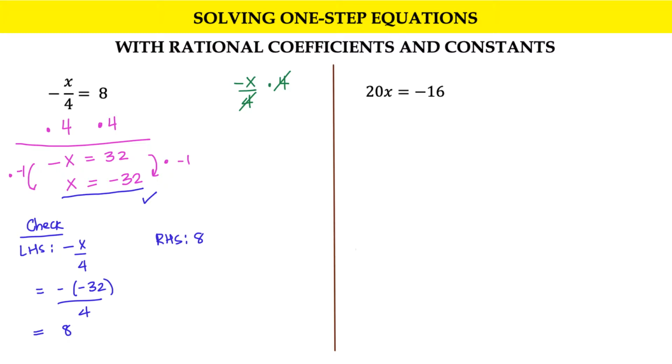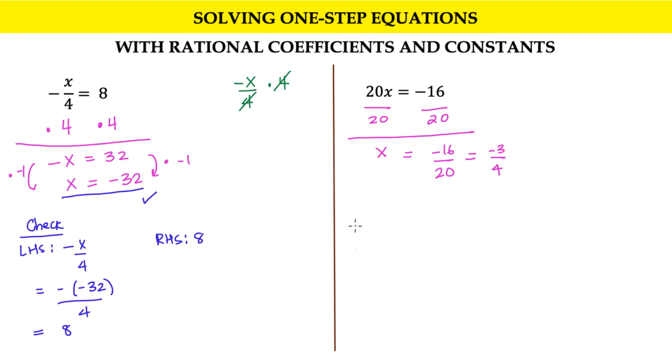Now let's solve the next equation. We have 20x equals negative 16. Since 20 is being multiplied by x, we're going to divide both sides by 20. And here we'll be left with x, and on the other side we have negative 16 over 20, and if we simplify that, I think we'll get negative 3/4.